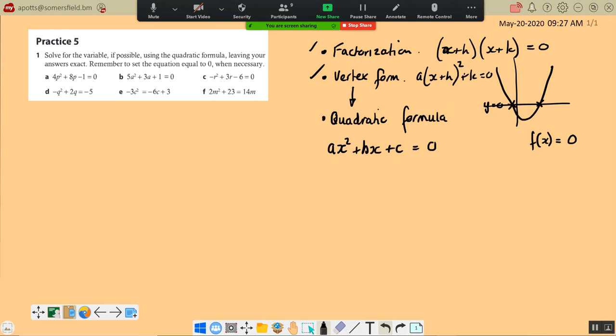Okay, so this is the progression. We've just got another option. So does anyone remember the quadratic formula?